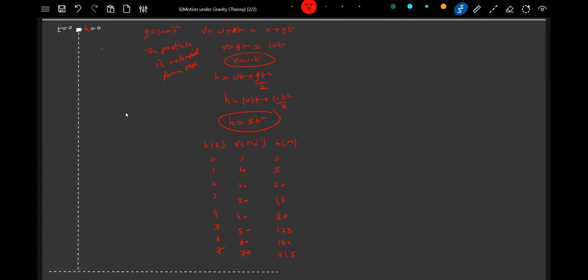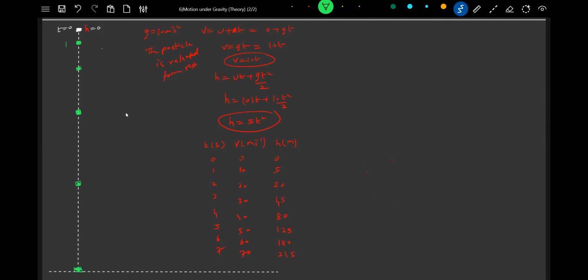So now let's indicate those positions. At t equals 0, the particle will be here, at h equal to 0. After 5 meters, the particle will come here. Then it will descend 20 meters, 45 meters, 80 meters, 125. I can't go beyond this because the screen will not permit.